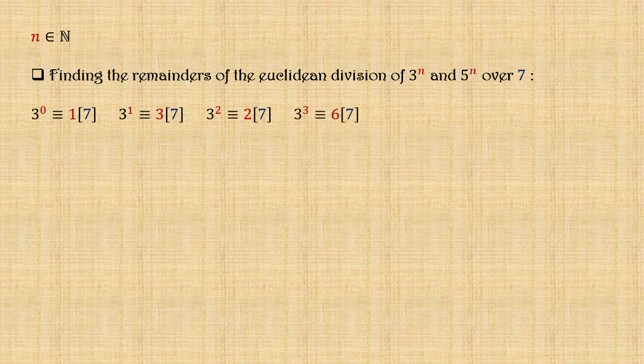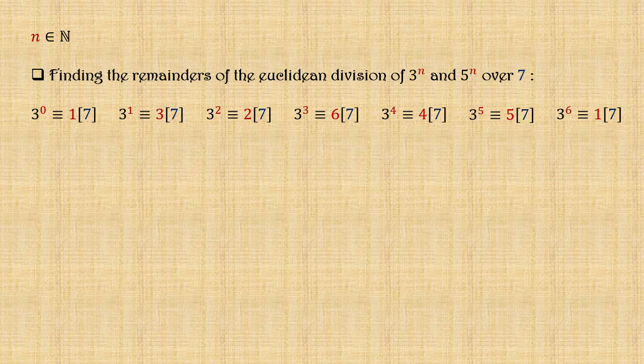Then, we have 3 to the power of 3, which equals 27, that's congruent to 6 modulo 7. Then, we have 3 to the power of 4, which equals 81, that is congruent to 4 modulo 7. After that, we have 3 to the power of 5, which equals 243, that is congruent to 5 modulo 7. And finally, if we calculate 3 to the power of 6, we find that it is equal to 729, which is congruent to 1 modulo 7.